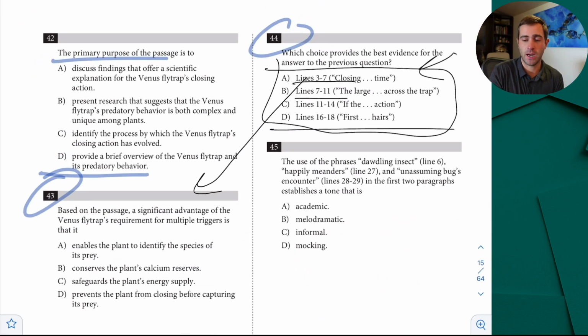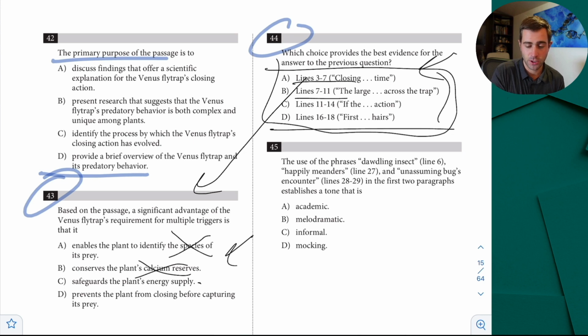Now, a lot of these lines could be talking about advantages. We could be talking about the advantage of identifying something's large enough, saving energy. So we're really going to have to attack 43 first. Now, "enables the plant to identify these species" is far too specific. I cannot defend that based off the passage. "Conserve the plant's calcium reserves." We did not discuss that anywhere in any of those lines.